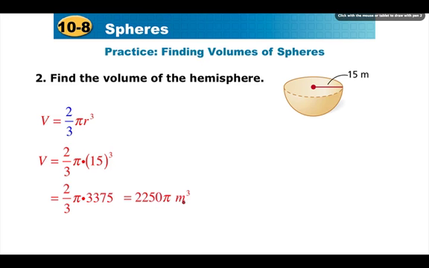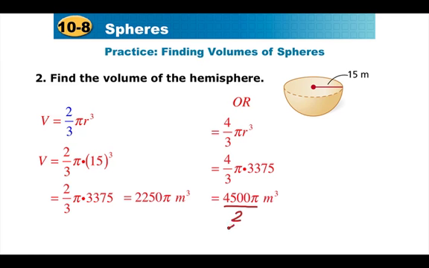The other way is to basically use the regular formula, simplify, and then once you have this answer, this is the volume of the entire sphere. So to find the hemisphere, you divide it by 2, and you're going to get this answer. Let's go to the next slide.